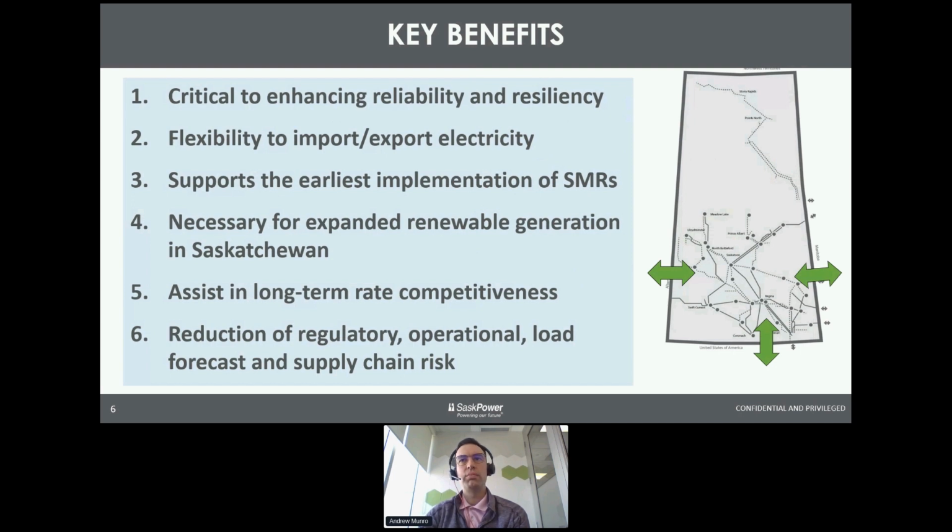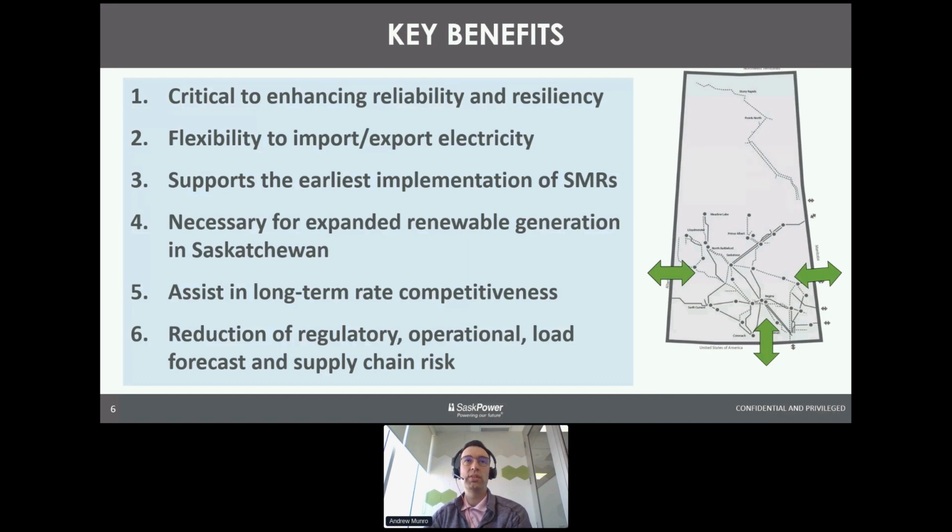So some key benefits of interconnections. They're critical to enhancing reliability and resiliency. They allow us to move energy when we have too much, and to also bring in energy when we experience a shortfall. So it really helps with the resiliency. It provides the flexibility to import and export. So we can only import and export as much at a given time as what we have the intertie capability for. So having that capacity, we don't have to use it all the time, but when we want to use it, it's available to be used.